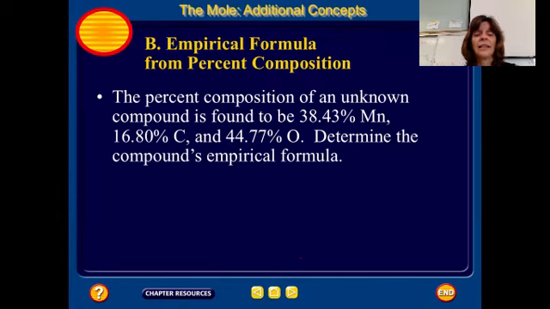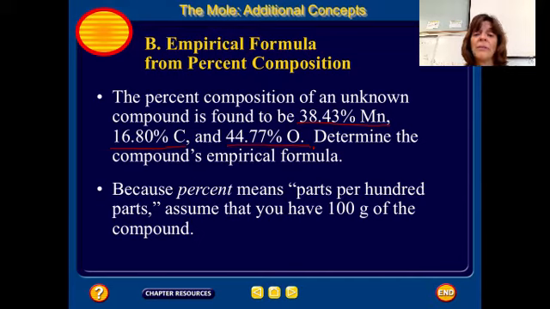All right, let's say we want to determine the empirical formula, the simplest ratio. So we're going to use our percent compositions and go backwards from what we just did. We have a compound with 38.43% manganese, 16.80% carbon, and 44.70% oxygen. Now we can't figure out the total mass of the formula in 1 mole of it or how much each individual one is because we don't know the formula. But we can make some assumptions and figure out the ratio of these elements.